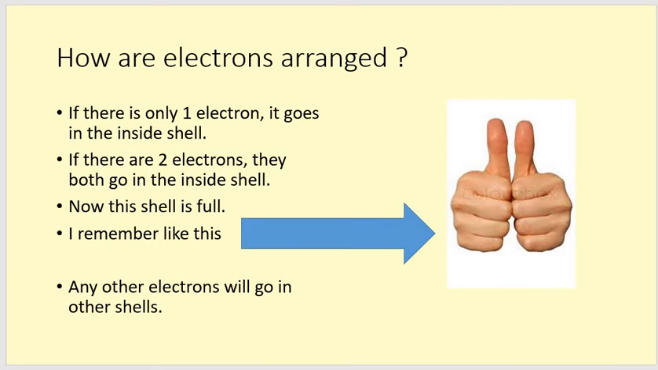Okay, electron arrangements. You are going to need 2 hands for this. Luckily, I remember that you have all got them. If there is only 1 electron, it goes in the inside shell. If there are 2 electrons, they both go in the inside shell.